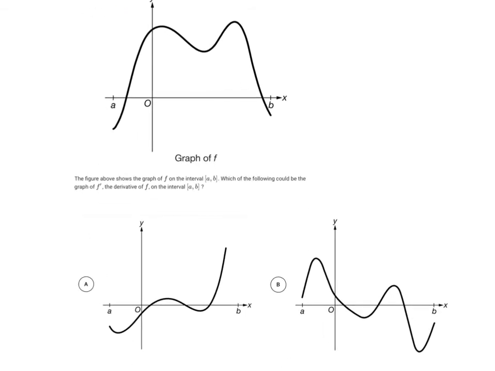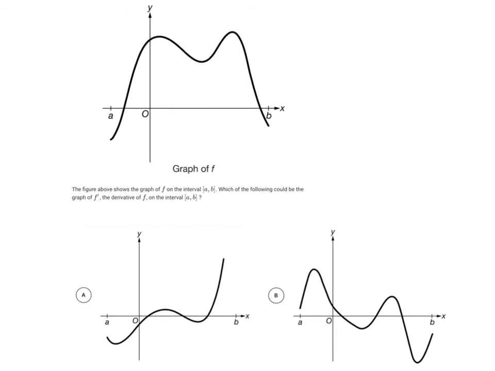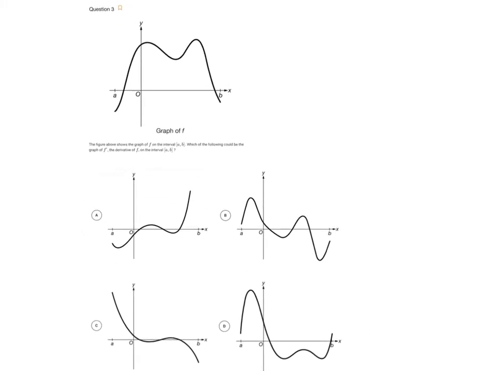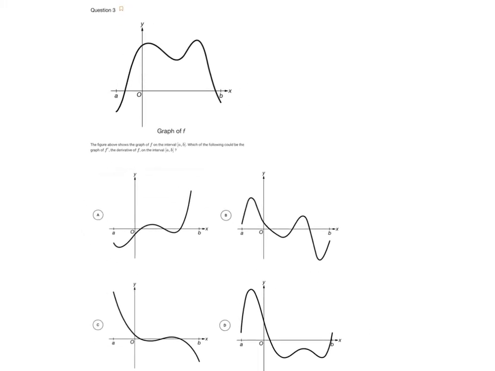Okay, the figure above shows a graph of f on the interval AB. Which of the following could be the graph of f prime? All right, so we're just looking at slopes. The function's increasing up until a little past 0, so the derivative should be positive up until 0. So we can eliminate that.